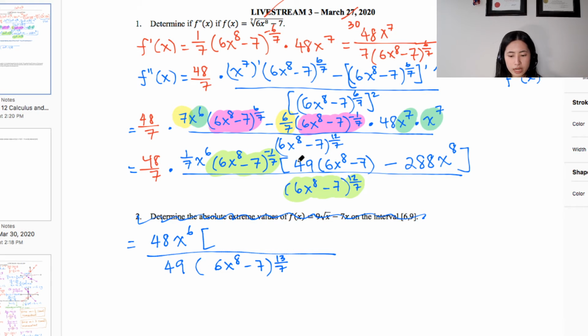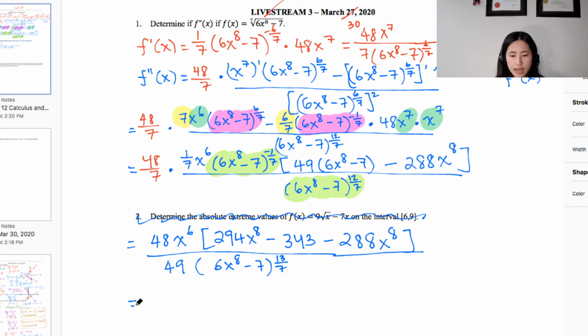If you expand this term, 49, and you have this term, you're applying the distributive property. So you would have 49 times 6x^8. 49 times 6 is equal to 294, and this is x raised to the power of 8. And you have 49 times 7, that should be 343, I believe. Yeah, 343. So this is negative 343. So I'm multiplying this and this, I get 294x^8. I'm taking 49 times negative 7, so I'm getting negative 343. So I'm trying to expand my inner term. And then I have negative 288x raised to the power of 8.